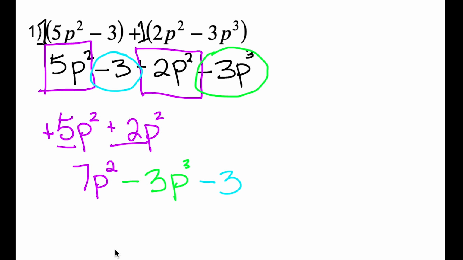Writing it in standard form, we write the terms from greatest exponent to least exponent. The greatest exponent here is p cubed. So our negative 3 p cubed will come first. The second highest exponent is p squared. Remember, that's a positive 7 p squared. And the constant is our last term, which is negative 3.